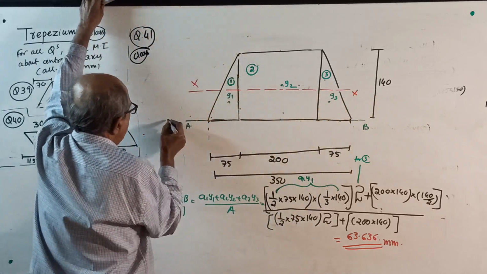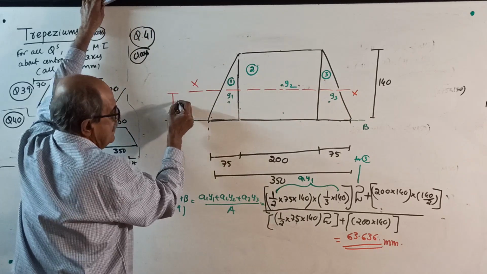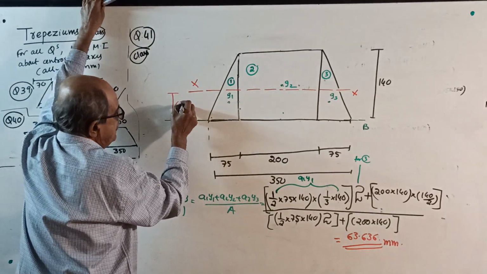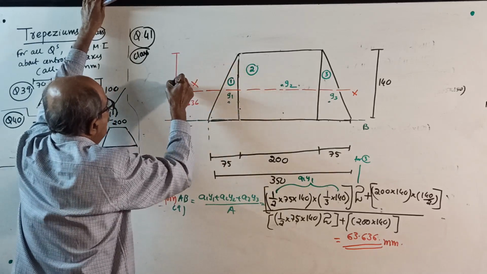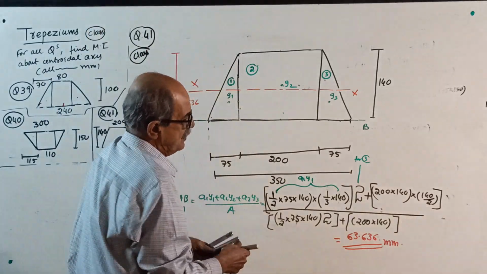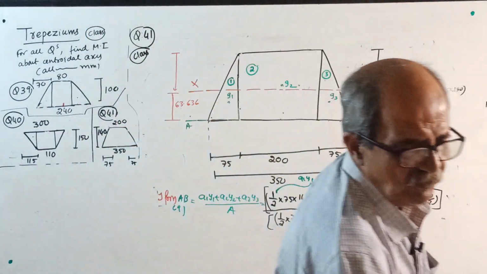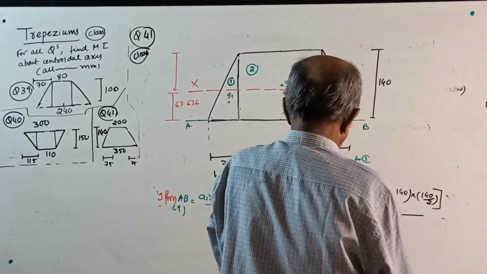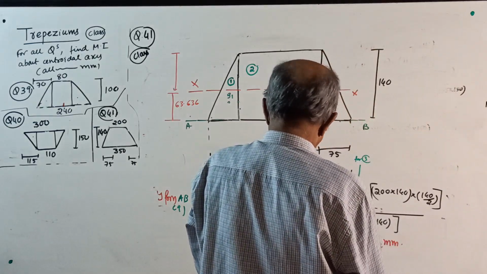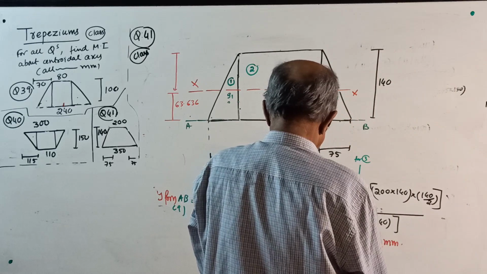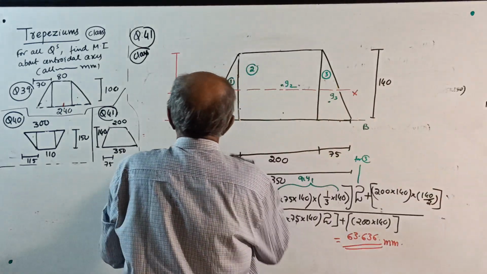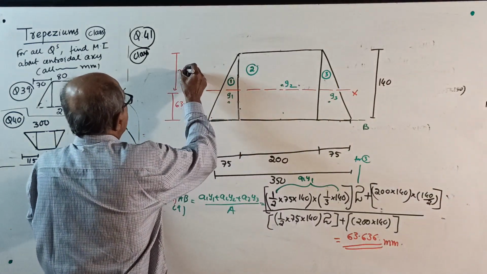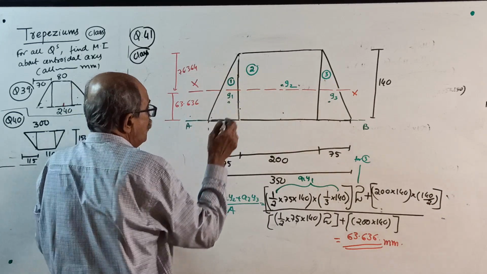X-axis from here to here is 63.636. So if you measure from top, it will be... I have not calculated, I calculate now. Total 140 minus 63.636 is 76.364. You write that.